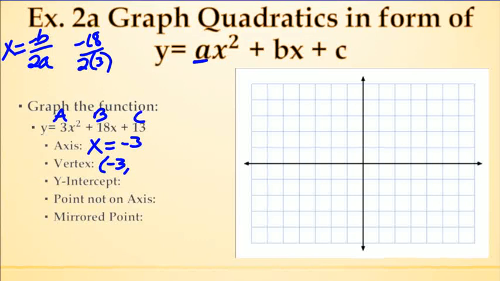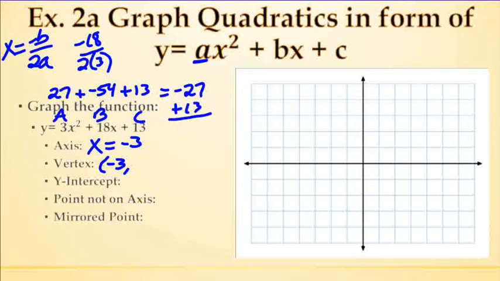And I need to find the y coordinate. So I put negative 3 in for x. Negative 3 squared is 9. 9 times 3 is 27. Plus 18 times negative 3 is negative 54. Plus 13. So now, if I simplify that, that gives me negative 27 plus 13, which gives me an answer of negative 14. So I have negative 3 and negative 14 as my vertex.